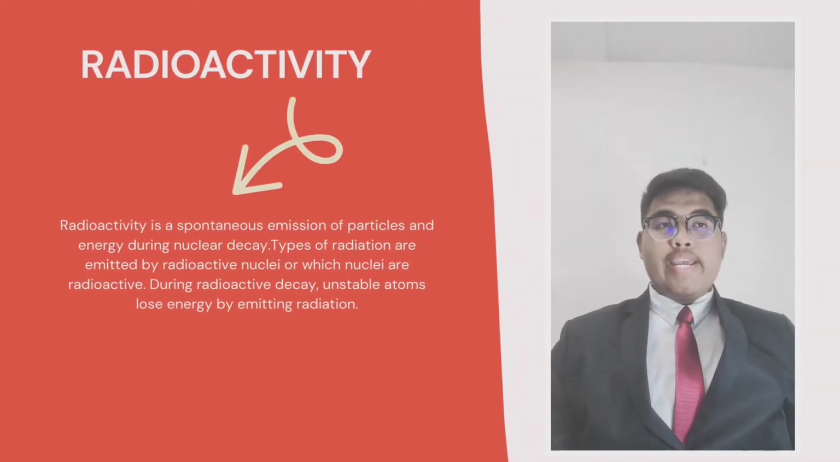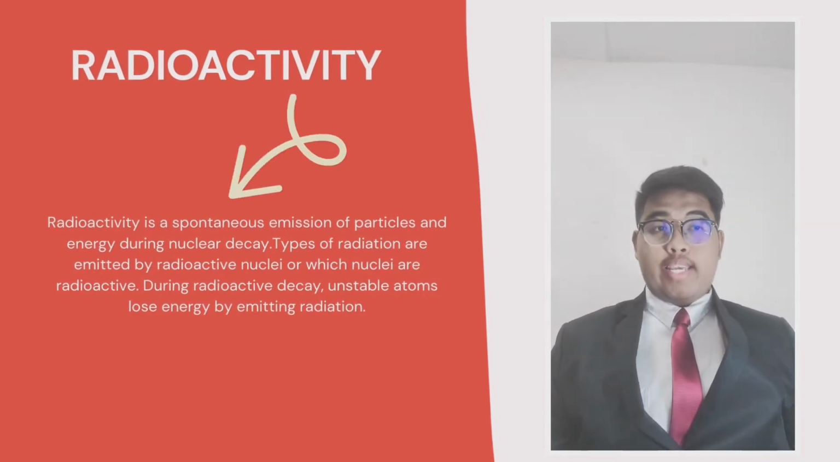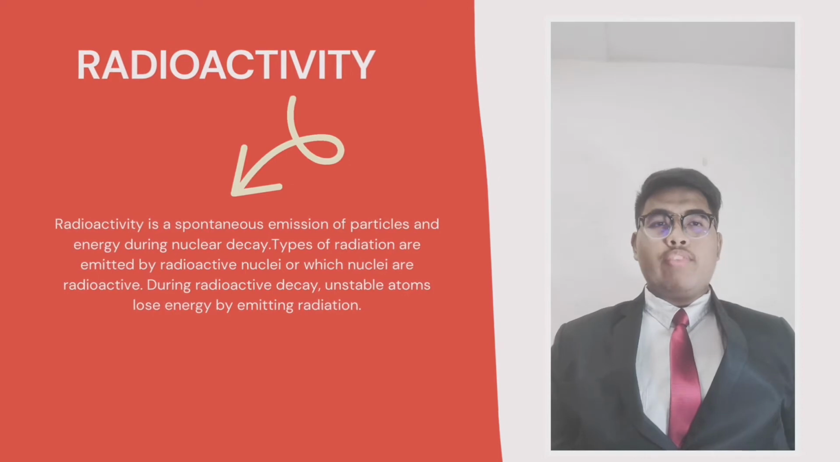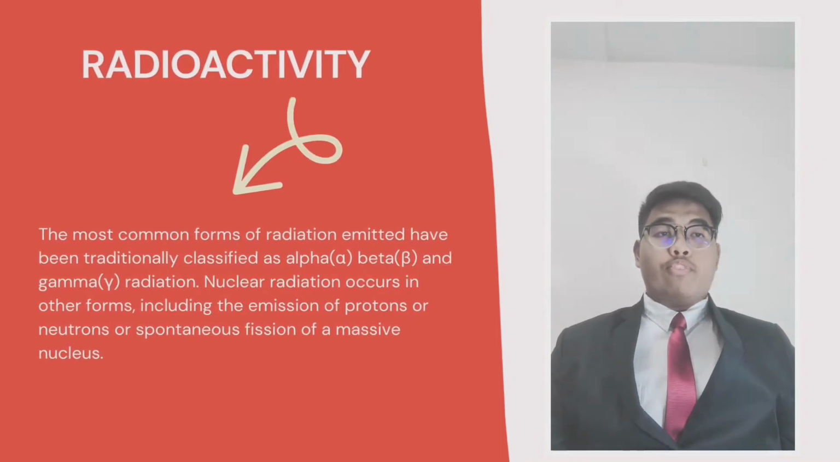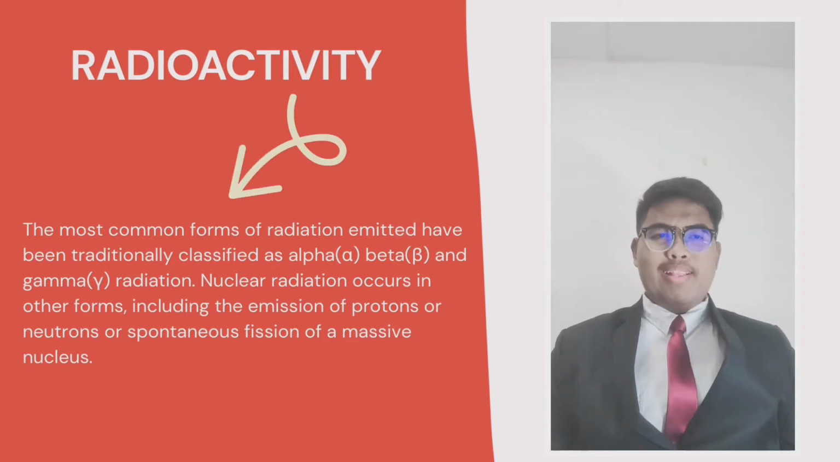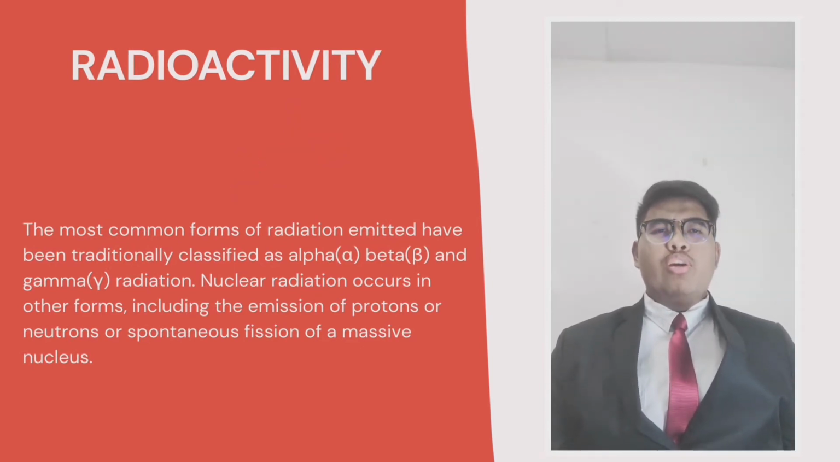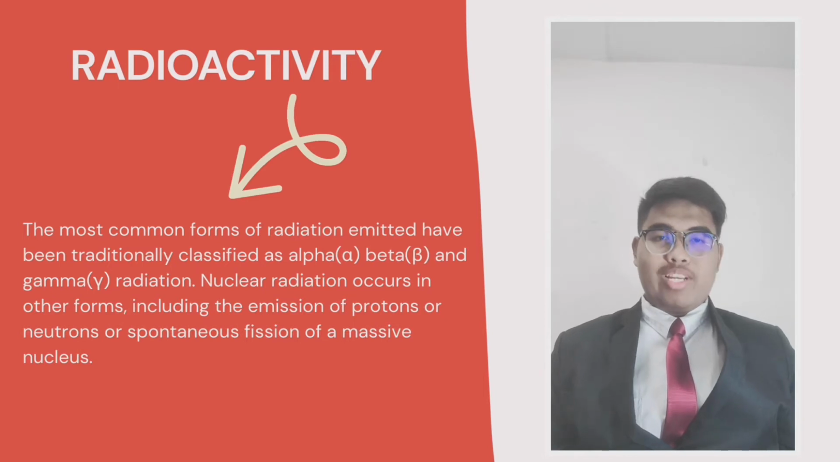Radioactivity is a spontaneous emission of particles and energy during nuclear decay. Types of radiation are emitted by radioactive nuclei, or rather, which nuclei are radioactive. During radioactive decay, unstable atoms lose energy by emitting radiation. The most common forms of radiation emitted have been traditionally classified as alpha, beta, and gamma radiation. Nuclear radiation occurs in other forms including the emission of a proton or neutron or spontaneous fission of a massive nucleus.